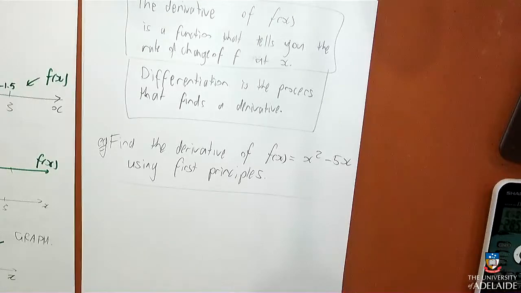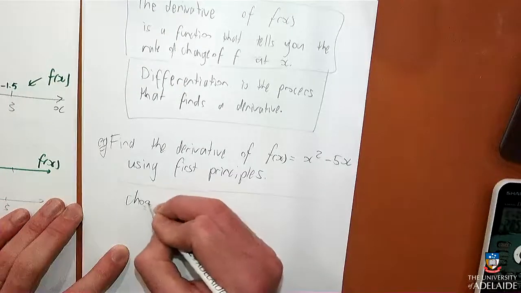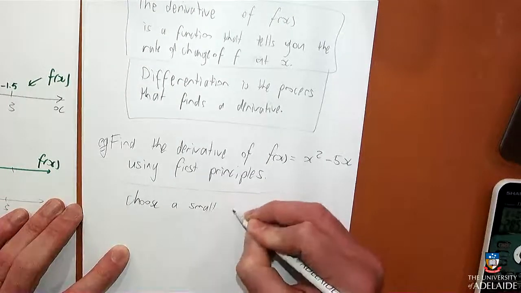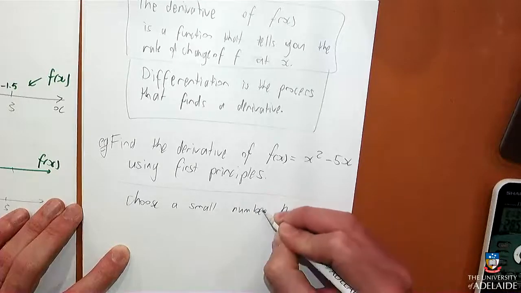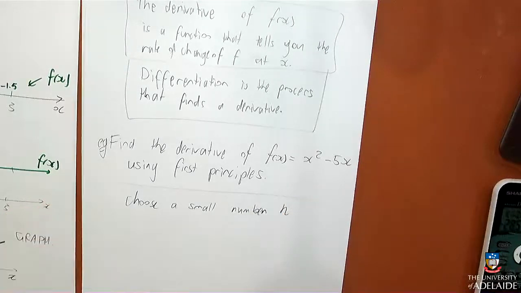Well, first you're going to want to pick a very small distance, and what most people use is the distance h. It's strange because with h you would think it is a height, which is a change in y, but h is a change in x. Okay, so we're going to say choose a small number h, right? Which may be positive or negative.